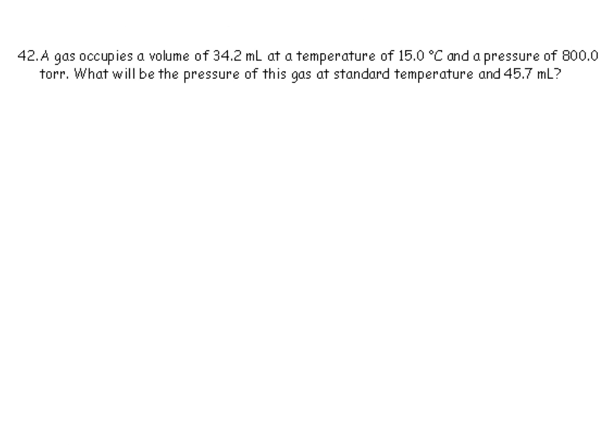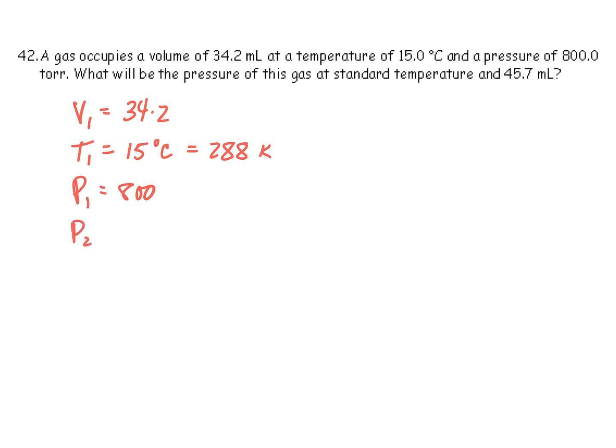A gas occupies a volume, we're going to call that V1, of 34.2 milliliters at a temperature, let's call it T1, 15 degrees Celsius, plus 273 is going to be 288 Kelvin. And a pressure, let's call it P1, 800 torr. What will be the pressure, so P2 equals, of this gas at a standard temperature. So T2 is 0 degrees Celsius or 273 Kelvin.